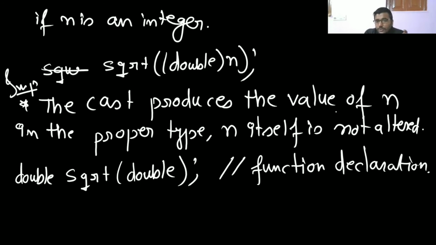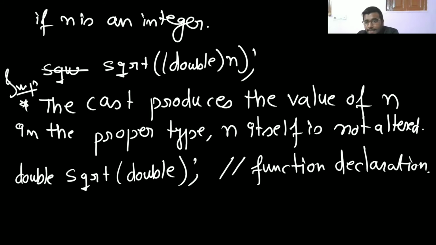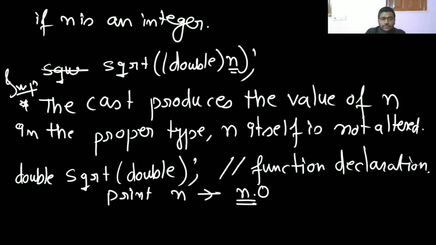So the cast produces the value of n in the proper type, means it will pass the value 2 as 2.0, some double, but n itself is not altered. Okay, so if you print n, whatever n was having, it will be as it is. It is not like n point 0. Understood? That is what I am trying to say.